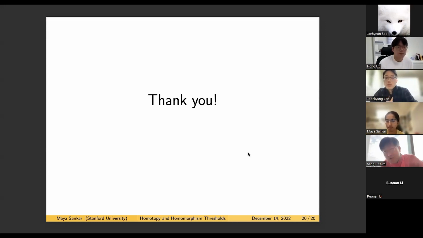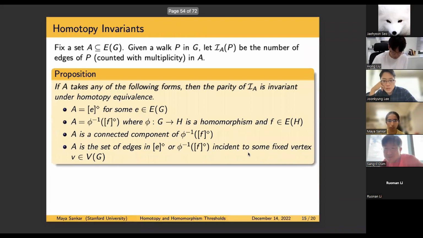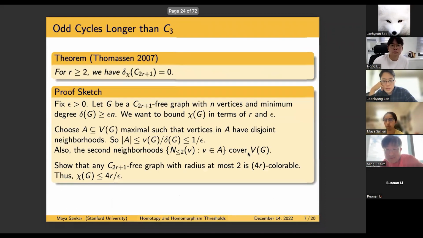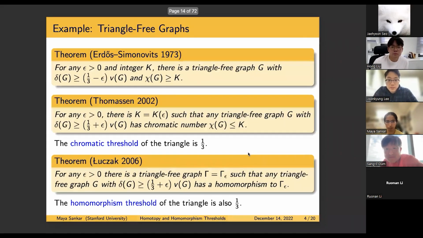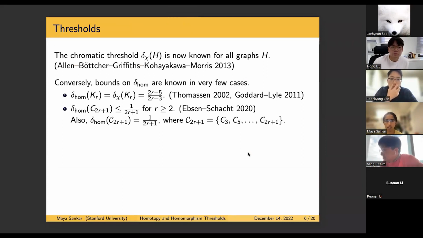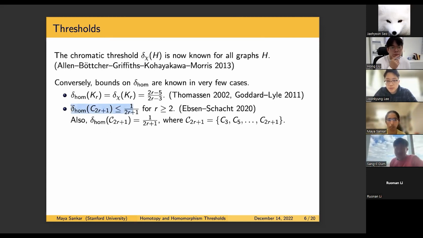If you forbid not just one graph but multiple graphs, do we know whether one of the graphs determines the threshold, or is it unknown? Yeah, because for example, you can think about this example I gave at the beginning, where you're forbidding all of the odd cycles up to the size r. In this case, the homomorphism threshold for this is equal to 1 over 2r plus 1. But I don't believe that this equality holds. I believe that the true bound is something closer to the lower bound rather than the upper bound.